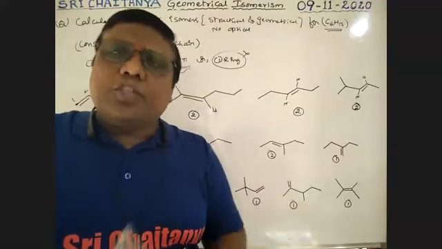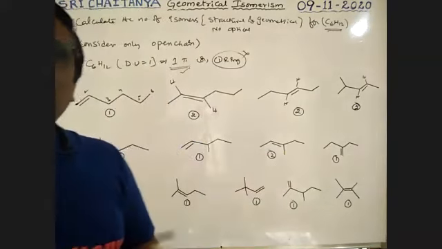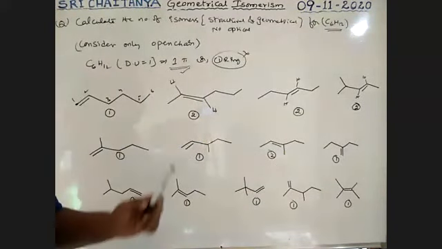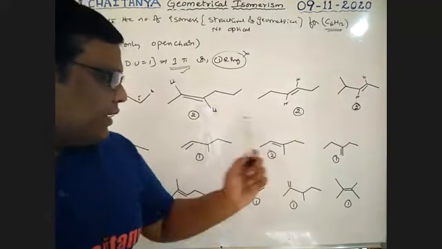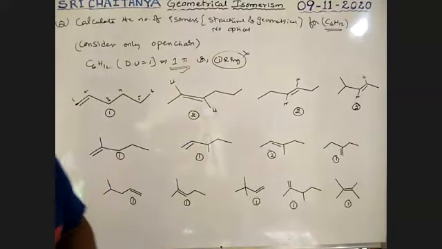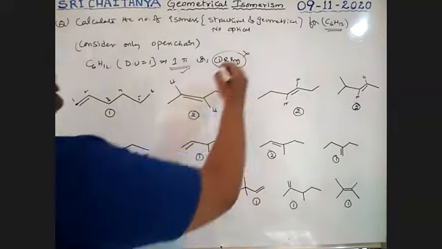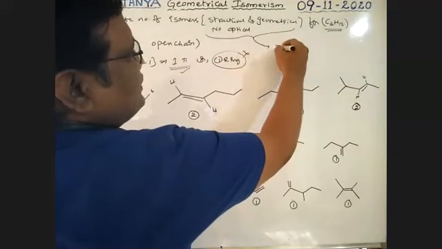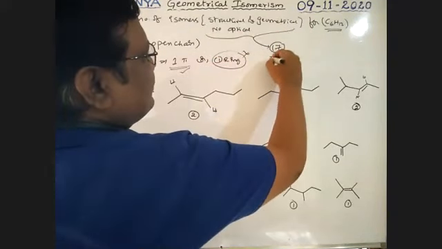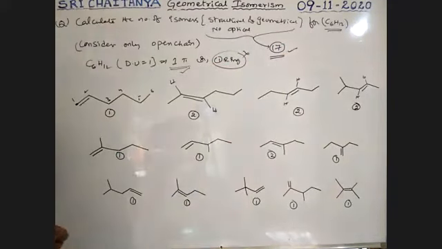Geometrical isomers you should include as well. So 13, 14, 15, 16, 17 is possible. Therefore, the total number of isomers including structural and geometrical isomers, 17 is the answer.